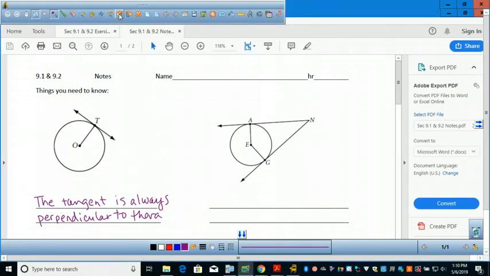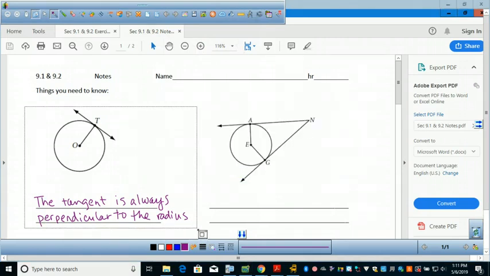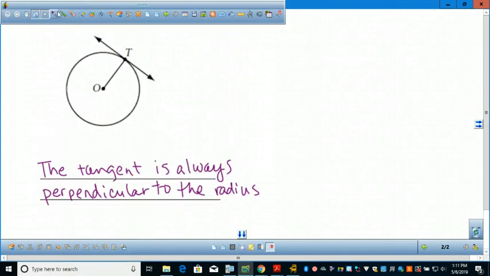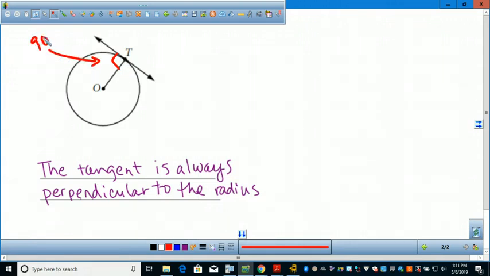Let me fix that. I'm going to take a picture of it, make it bigger. So if you see this situation in a problem, you need to draw a right angle right here in this corner. This is always 90 degrees. That's the first thing you need to know. Well, you copied that down. I'm getting ready for the next one.